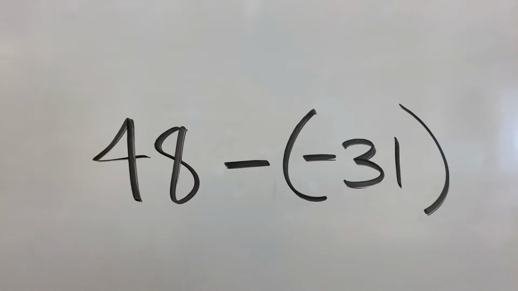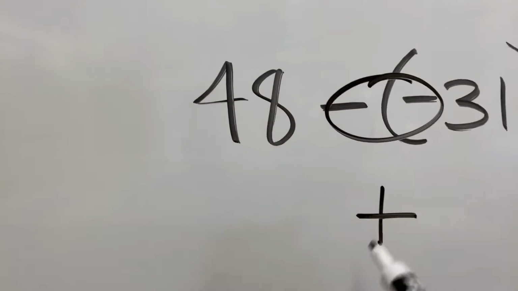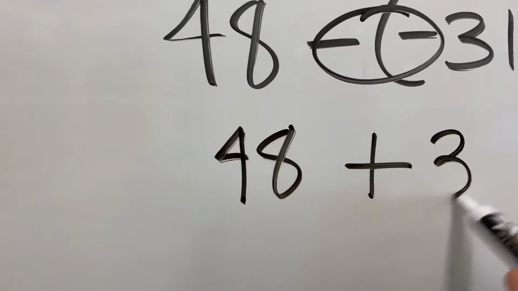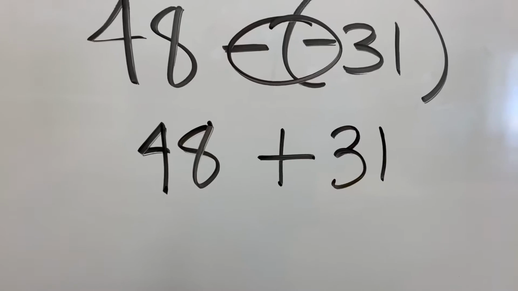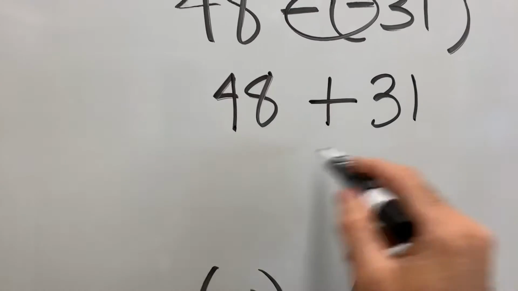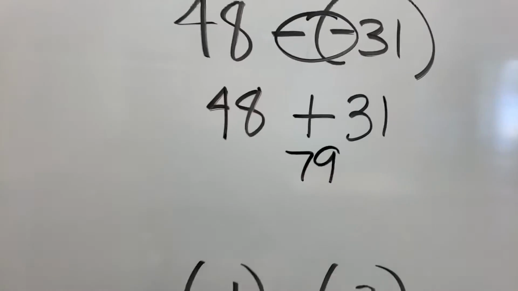That's an ugly problem. It's got a double negative. Let's clean that up first. And now I'm left with 48 plus 31. That's a basic addition problem. We are going to say that that is 79. Boy, I did that in my head.